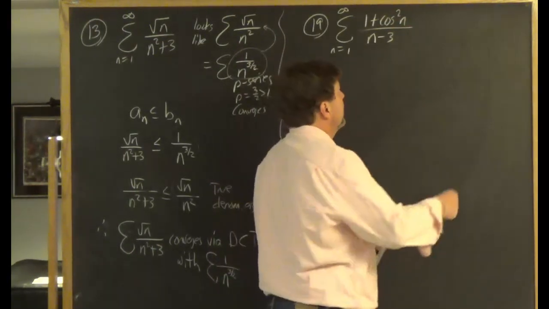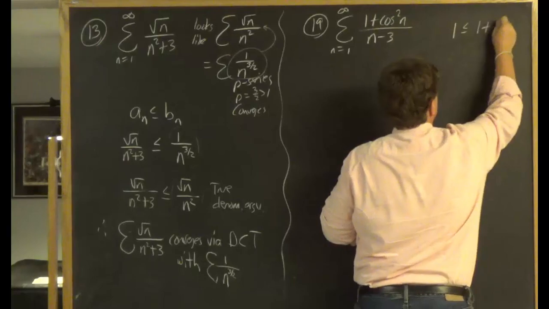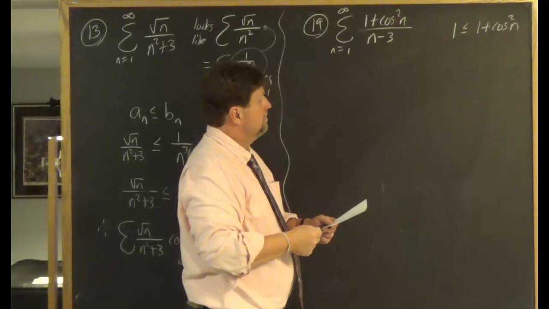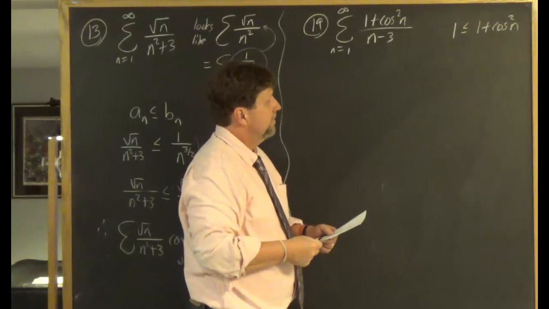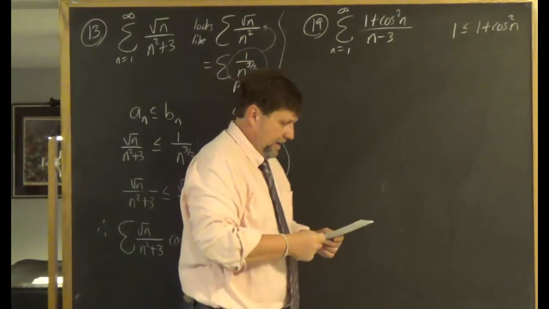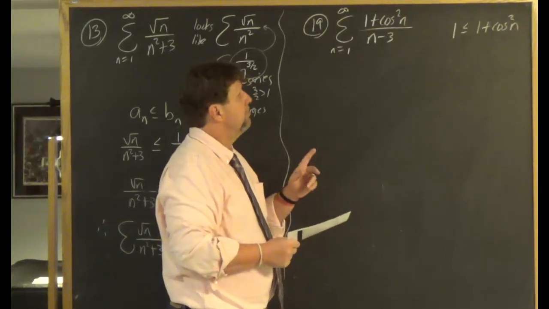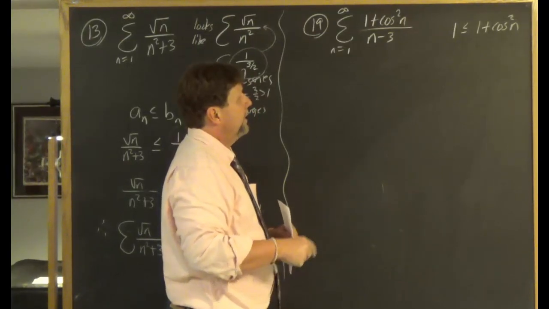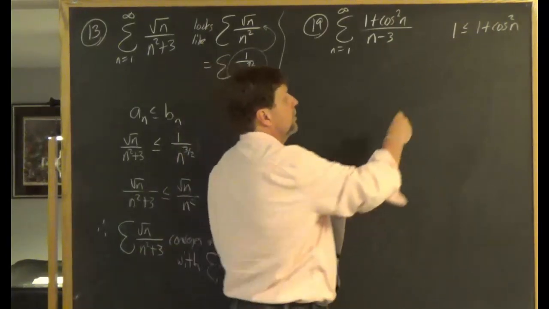So what does that tell me? If that's positive, I think it tells me that 1 is less than or equal to 1 plus cosine squared n. I mean, that has to be the case. All right, now what? I could divide both sides of that inequality by n minus 3. Look what I'd get.